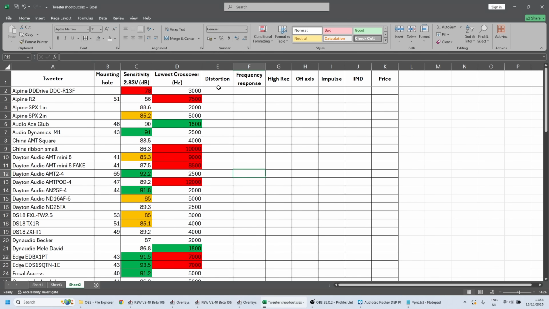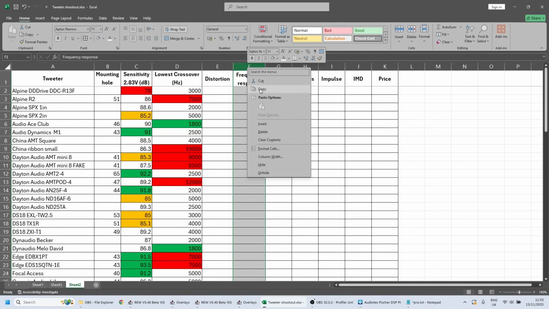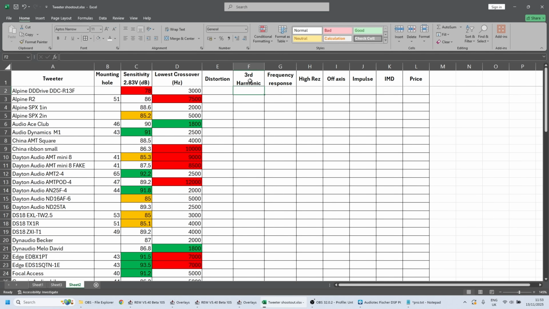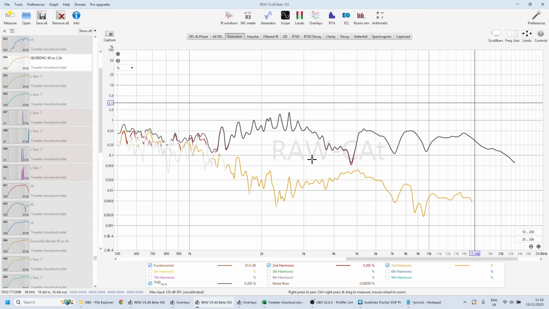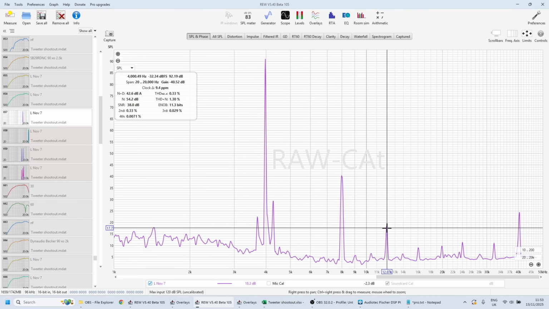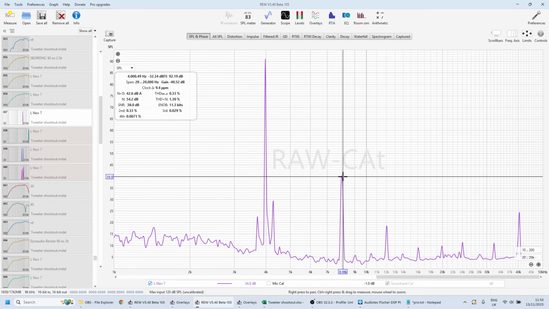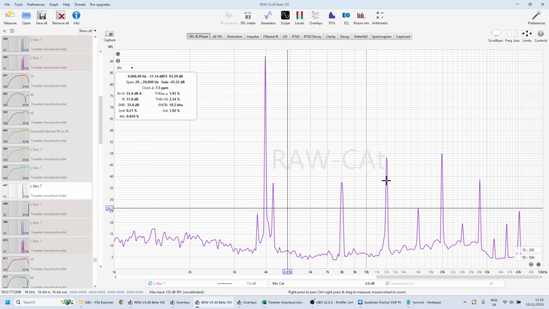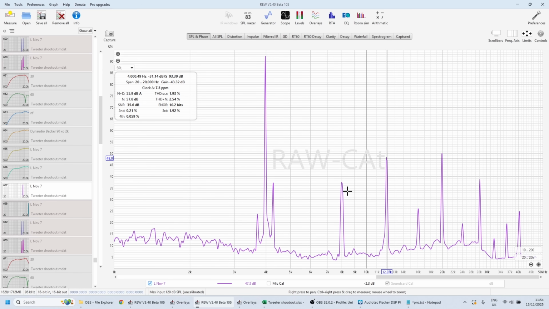So in this video, we're going to have a look at the distortion, and as well, I'm just going to add the third harmonic. So we're going to rank drivers as well with the lowest third harmonic and the highest third harmonic. Why? Because if you have a driver such as this, where the third harmonic is low and the second harmonic is high, that driver will sound more pleasant compared to a driver that has a higher third harmonic.